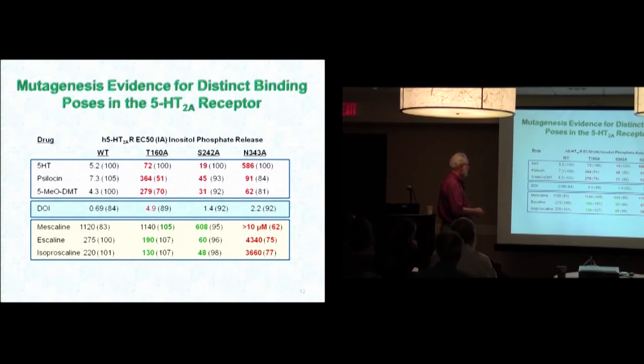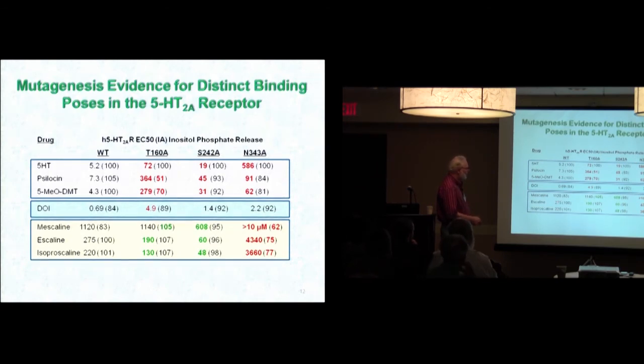DOI, you see losses with 160, but nothing with 343 or 242. And then mescaline is just the opposite. If we mutate this threonine to an alanine, we see increased intrinsic activity, goes from 83% to 100%, and increased affinity. So it goes from 270, 5 nanomolar to 190, 220 to 130.